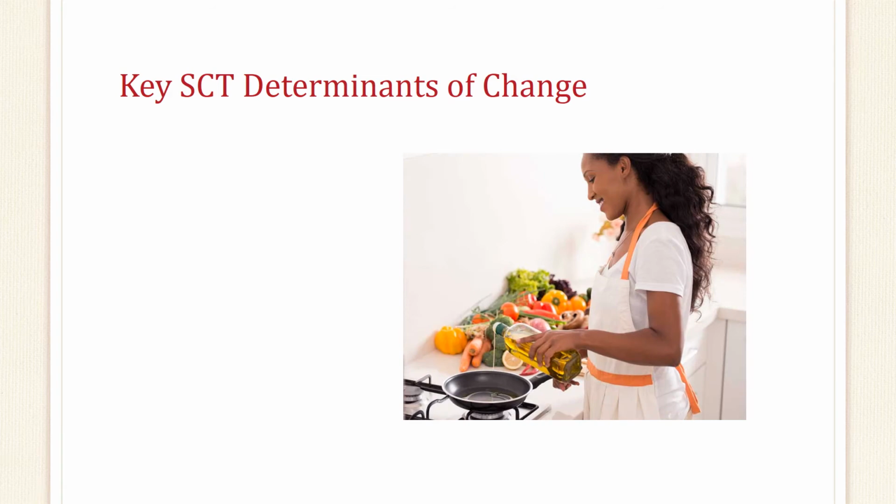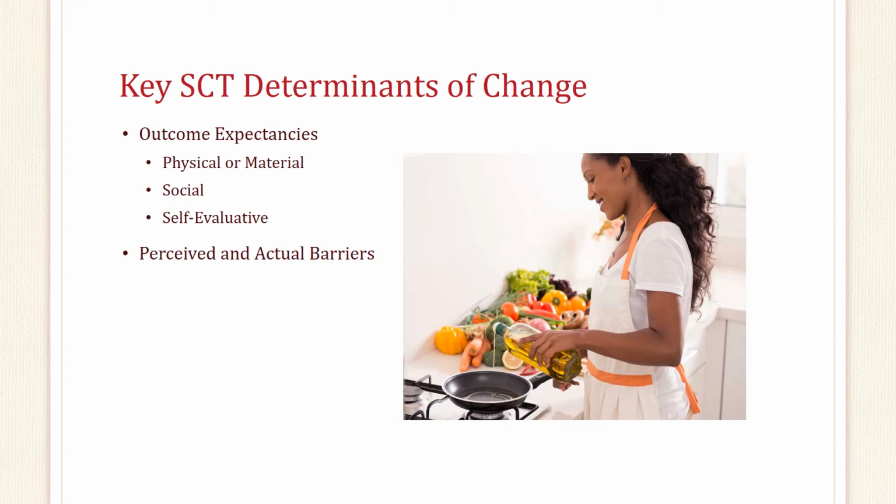Now that we have reviewed the basics of social cognitive theory, let's consider some of the key determinants of change related to the theory, as these will guide us in selecting an appropriate intervention. Outcome expectancies simply state that one's behavior may be affected by what they expect the outcome to be. This outcome may be related to a physical, social, or mental outcome. Barriers, whether they are real or perceived, also affect one's willingness and ability to change.